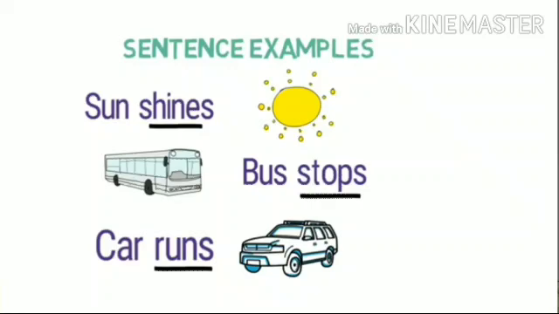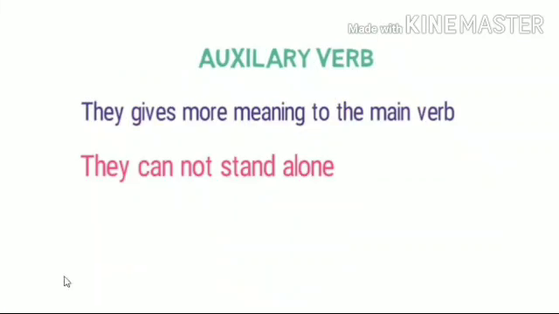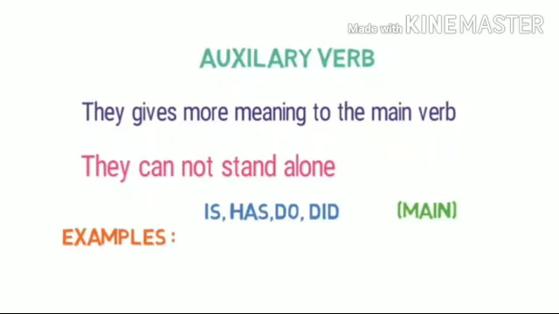Now, let's look into auxiliary verbs or helping verbs. So, what are auxiliary verbs or helping verbs? Helping verbs give more meaning to the main verb. They cannot stand alone, which means they require a main verb for their existence. For example, is, has, do, did. These are referred to as main helping verbs.